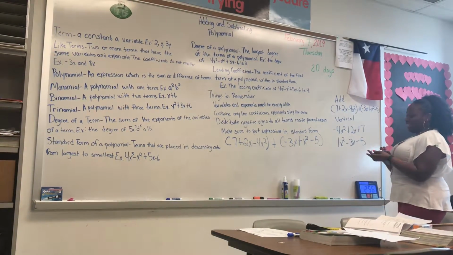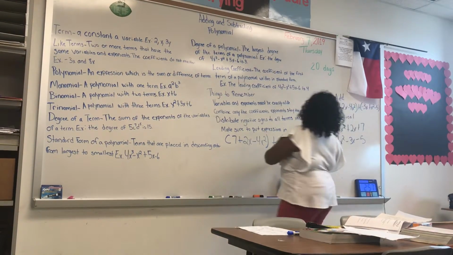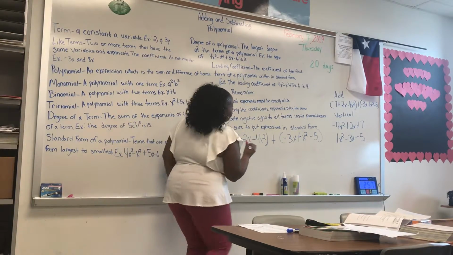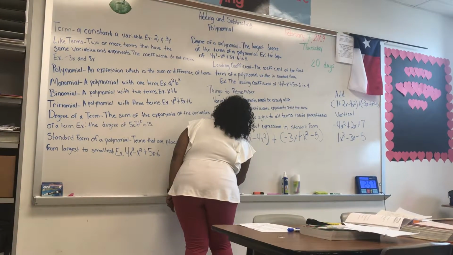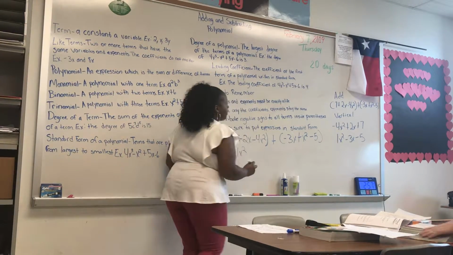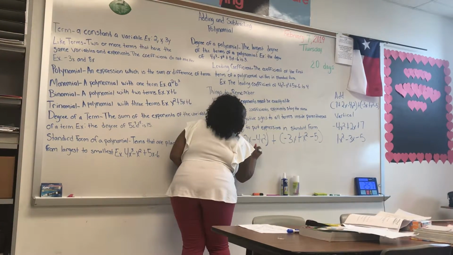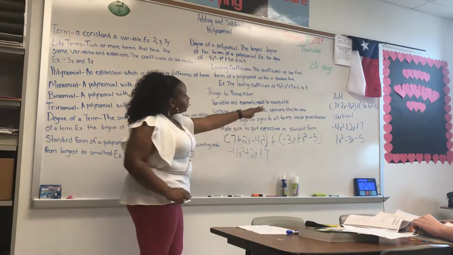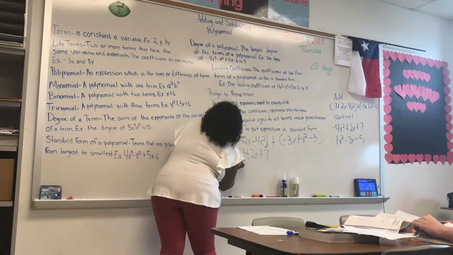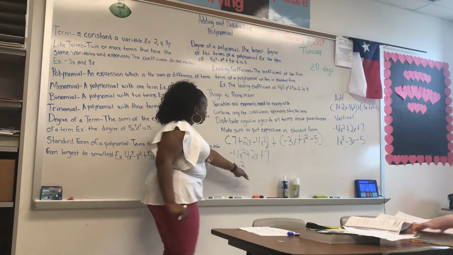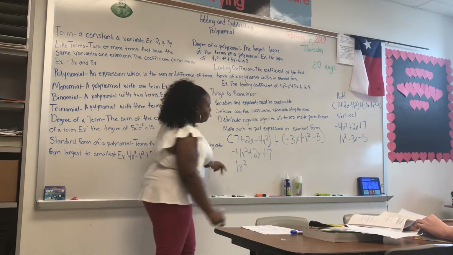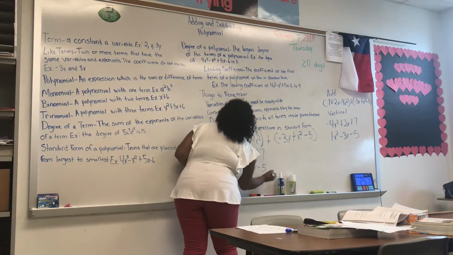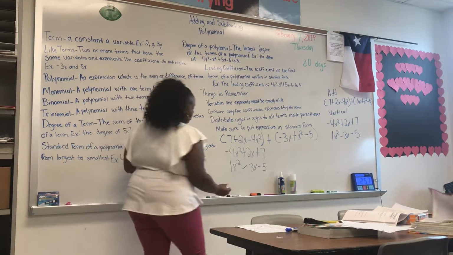Okay, so it is not in standard form. So I'm going to put it in standard form, but I'm going to do it using the vertical way. So what I will do is negative 4x squared plus 2x plus 7. Then I'll come to the second one and do 1x squared, because when x squared is just by itself, it's known to have a 1 in front of it, minus 3x minus 5.